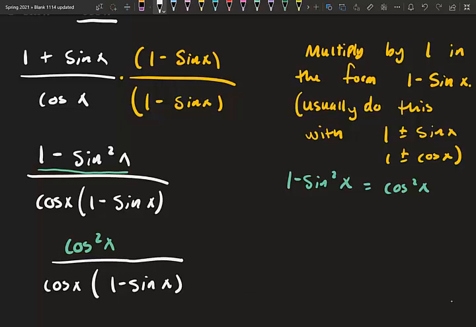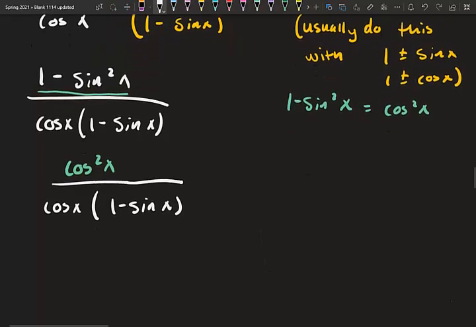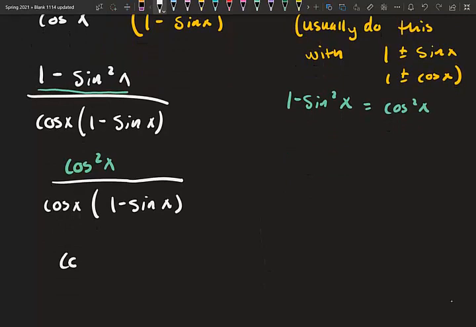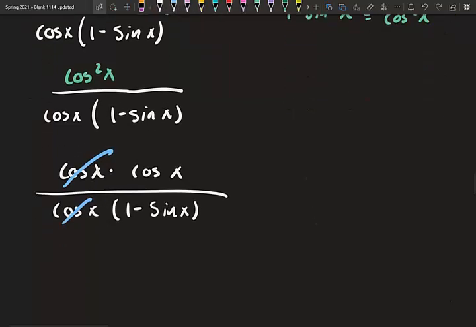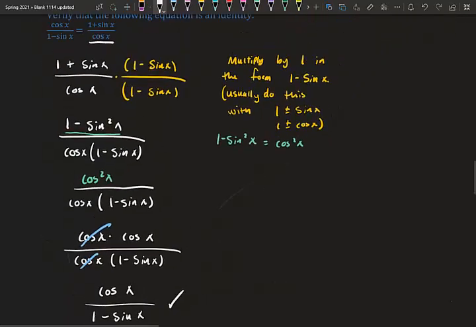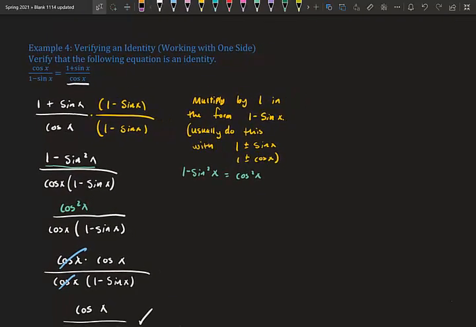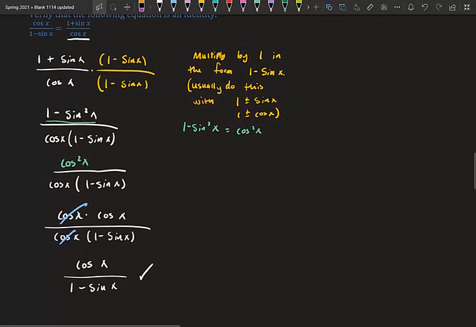Now let's see if we can get rid of anything. So remember, cosine squared x, that's technically cosine x times cosine x. Now we can cancel out the cosines, just one of them. So what we're left with is cosine x over 1 minus sine x. That's all we needed. We got it. Cosine x over 1 minus sine x. Cool.